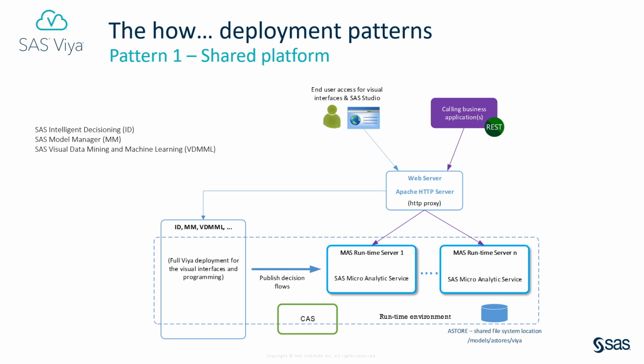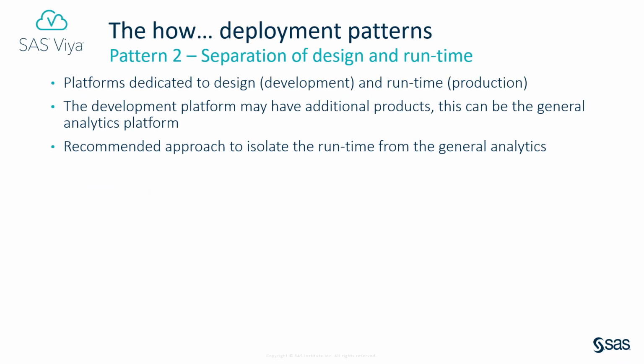Now let's have a look at the second pattern, having a separation of the design and the runtime environment. This is probably the most common pattern that we see. So we end up with a platform which is dedicated to the design or development, and one that's dedicated to running the real-time or production environment. The development platform may have additional products installed on it, and this could be our general analytics or discovery platform. It's the recommended approach to isolate the runtime from general analytics workloads.